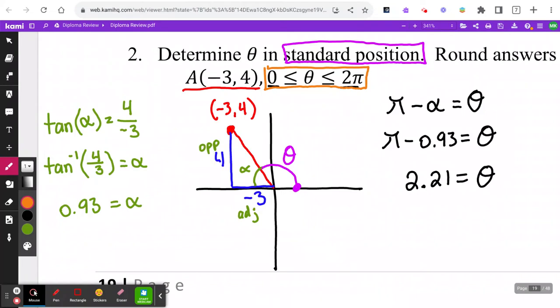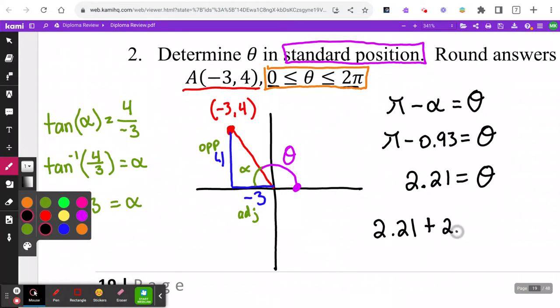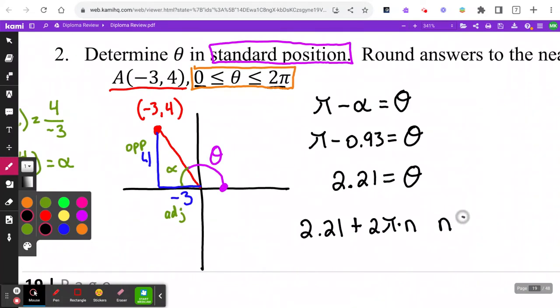Had it not been there, then I would have to do a general solution because I could do multiple spins to get to that point. The general solution would be 2.21 plus 2 pi n. This would be your general solution. So it's that angle in radians plus however many spins that you want. A full spin is 2 pi.